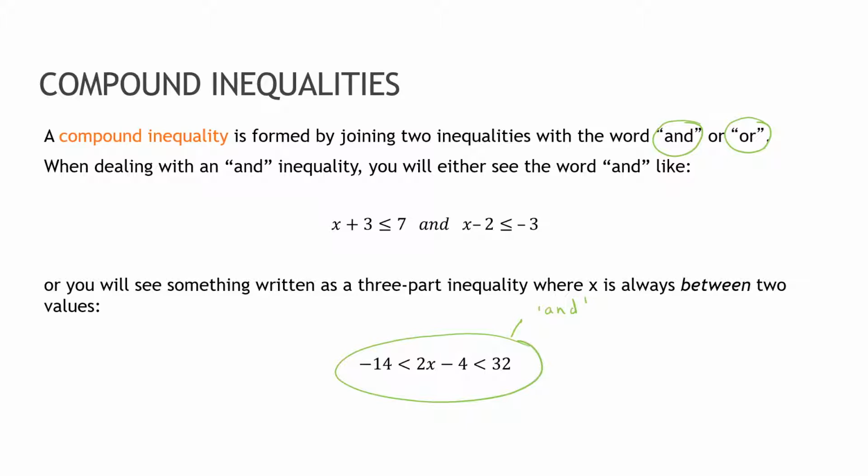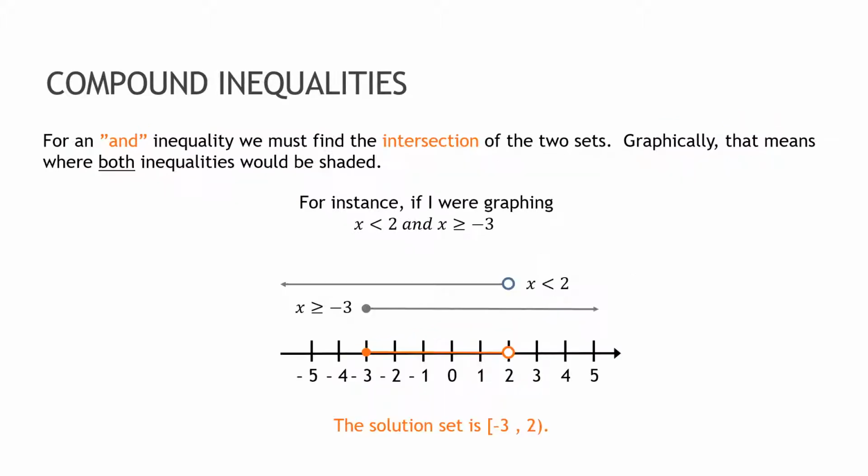Also, I want to point out that if it's an "and" question like this, these are always going to be less than. If they're greater than, we've got an issue. Okay? So ands and ors are going to be treated differently. Let's start with the ands. Again, the ands are the intersection of two sets. So we're saying it has to fit both this inequality and this inequality.